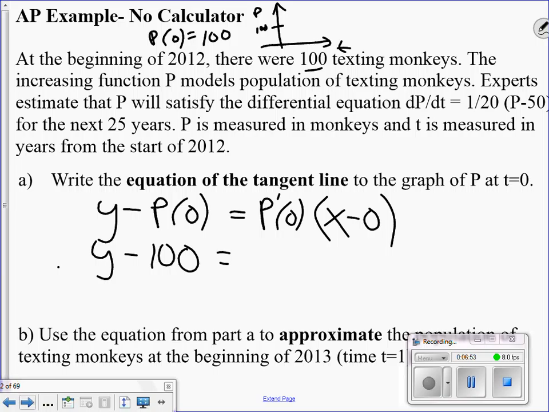Now here comes the tricky part, if you can call it tricky. We have to get the derivative when t equals 0. If you look at how that derivative is defined, it's not defined in terms of the time. So I want to figure out what is dp/dt. I want to evaluate it when t equals 0.